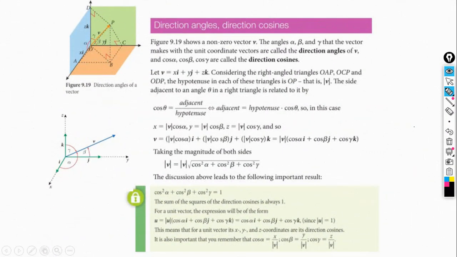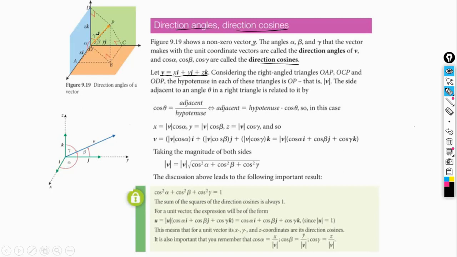So now we're going to talk about direction angles and direction cosines. Figure 9.19 shows a non-zero vector v, which we can see here. The angles alpha, beta, and gamma that the vector makes with the unit coordinate vectors are called the direction angles of v, and cosine of alpha, cosine of beta, and cosine of gamma are called the direction cosines. So let v equal xi plus yj plus zk.